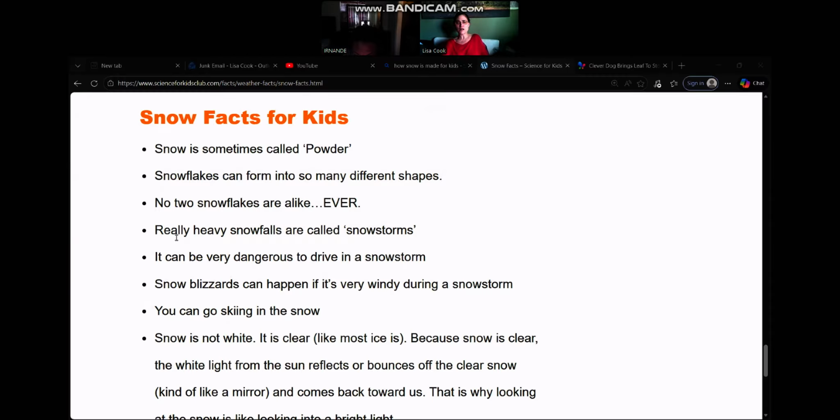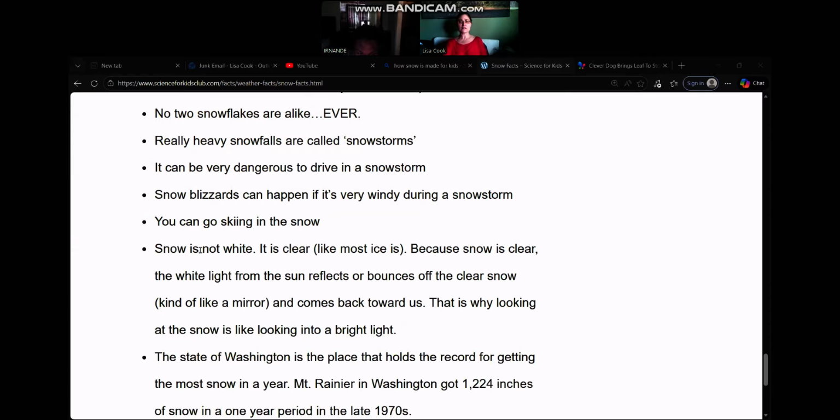And when there's a lot of snow, it's a snowstorm, not a rainstorm, a snowstorm. Driving, you can end up in the ditch, you can end up with cars having accidents. So it causes a lot of traffic problems. Going skiing. Snow is not white, but it is clear. So the light goes through it so it looks white. Because white is all the colors together.